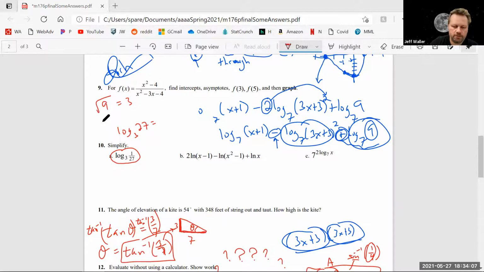Oh, I see. You're answering this question. So this would be the power. So what does a log ask you? What power does the base need to become the inside? So this would be 3. And then here, how would I flip it? Well, like Austin said, I would make it negative. Wouldn't that flip the answer?